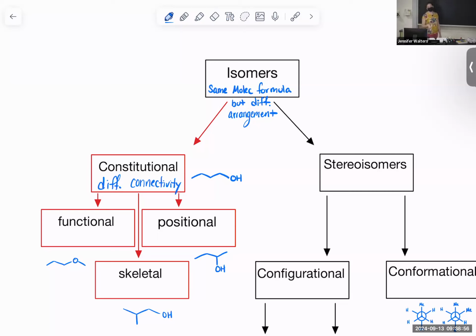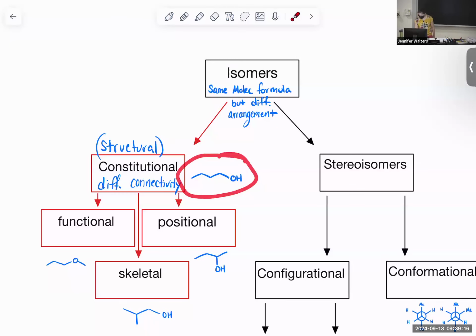Within the constitutional isomers, we get three subsets. I don't care if you actually know the three subsets. Usually skeletal is used interchangeably with constitutional. These are also sometimes called structural isomers. They're all synonyms. But we get our three different options.